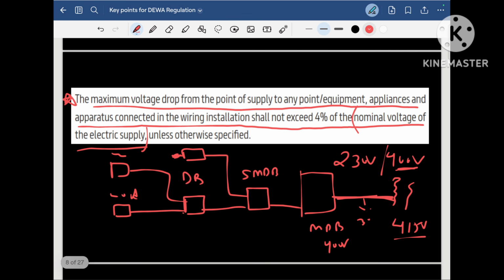In all the cases it won't be, but the maximum consideration is that this 415 volt will drop due to the losses in the transformer, and losses in the cable connected to the MDB. So 400 volt will reach here.